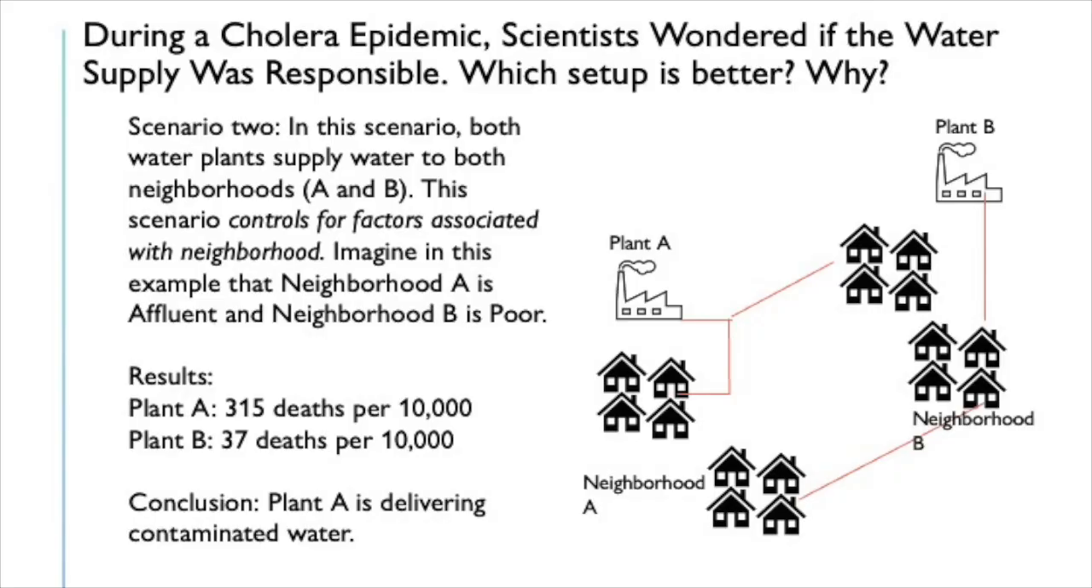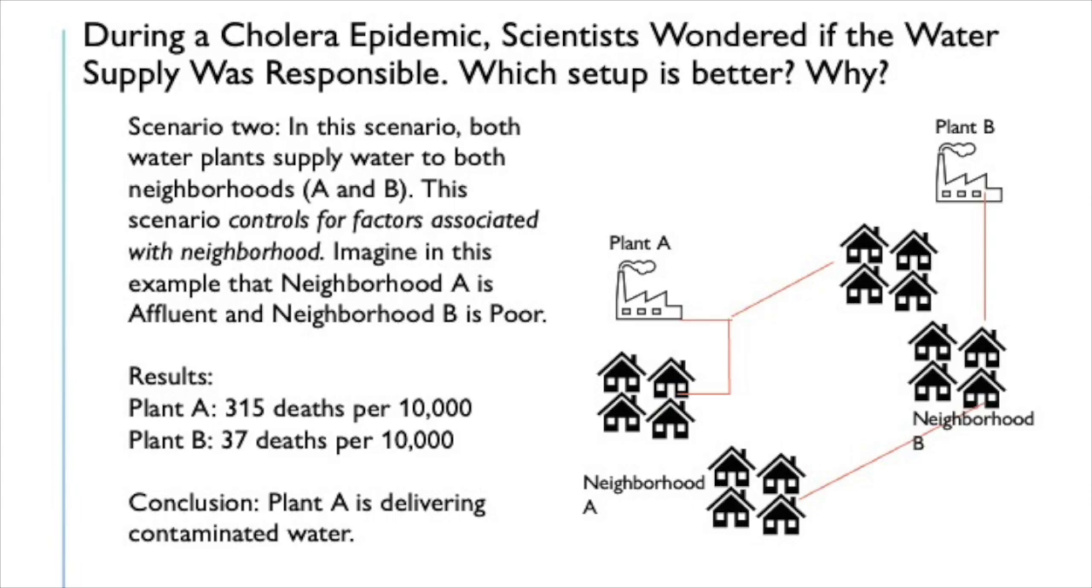Now, why the sudden change in data? And note how in these examples we can imagine that neighborhood A is the affluent neighborhood, and neighborhood B is the poor neighborhood. The houses in neighborhood A may be $1 million apiece, and the houses in neighborhood B may be $50,000 apiece. Well, that sort of socioeconomic status that neighborhood A has can buy a lot of health care. Perhaps they don't even drink water from the tap.